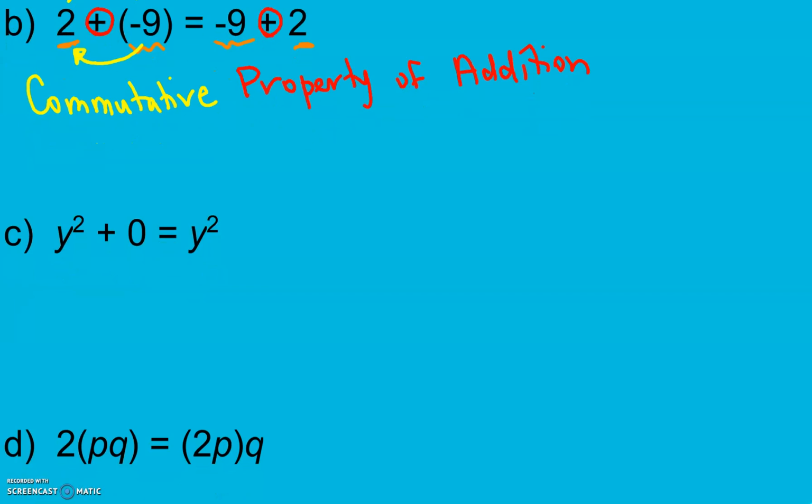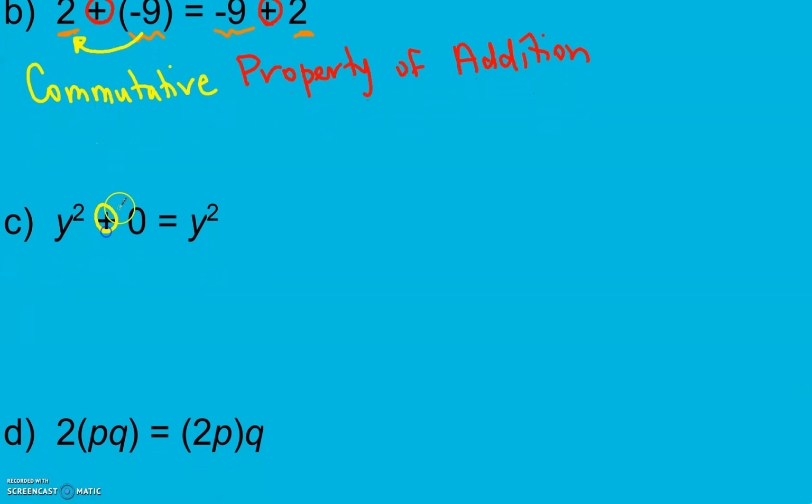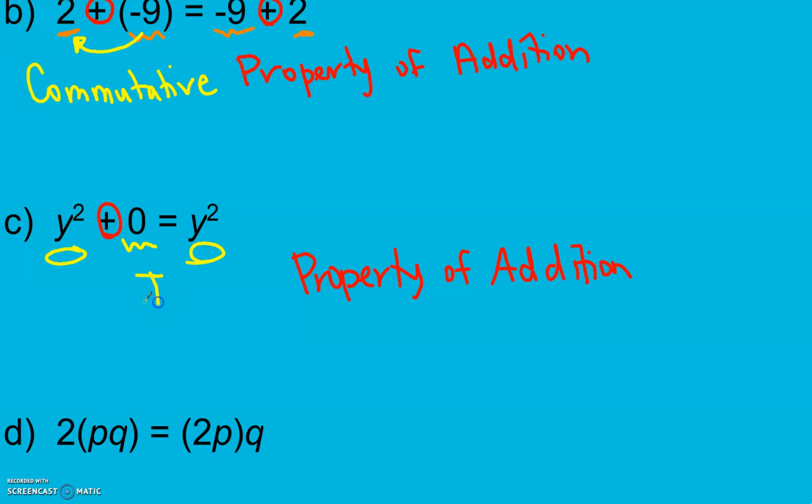In C here, we are adding. So this is going to be a property of addition. And if we look, we add 0, which is our additive identity. It means that where we started is where we end. We end in the identical place, which means this is our identity property.